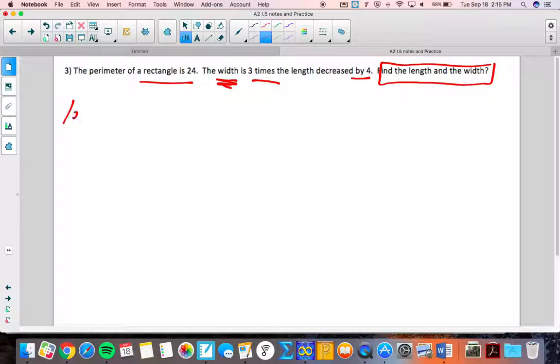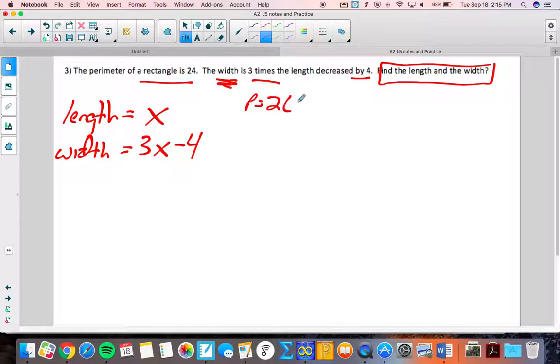So we know about the width, so the length is now the x, because now we can build an expression for the width given the length, which we're going to call x. So the width is 3 times the length, but then decreased by 4. So P equals perimeter of a rectangle is 2L plus 2W. So 24 equals 2x plus 2 times 3x minus 4.